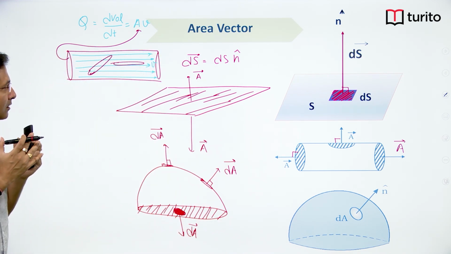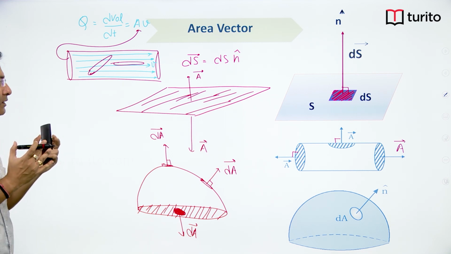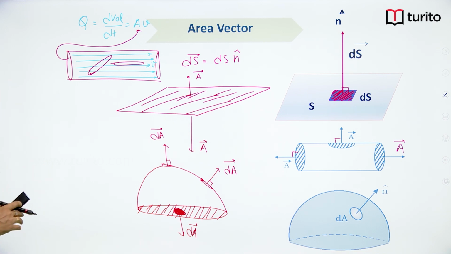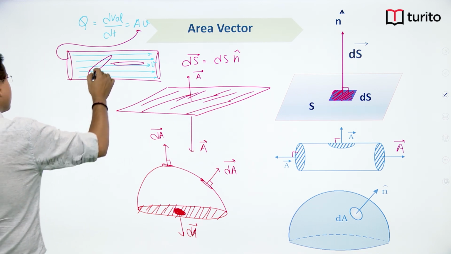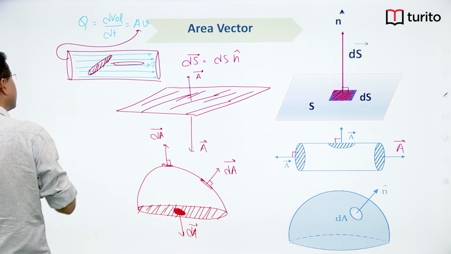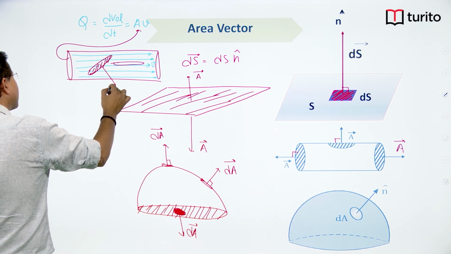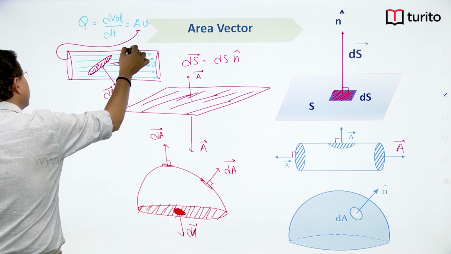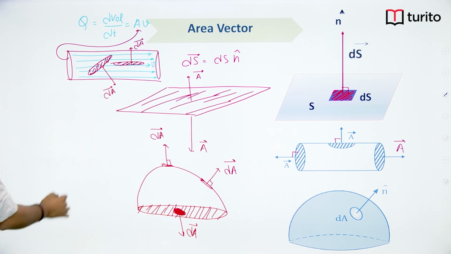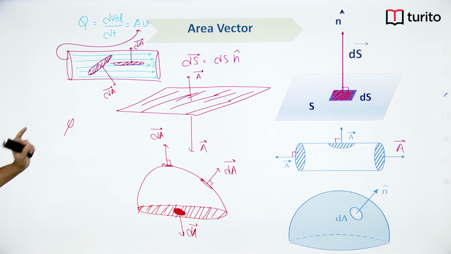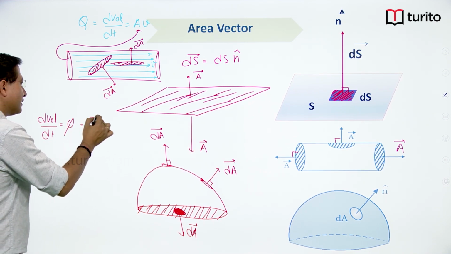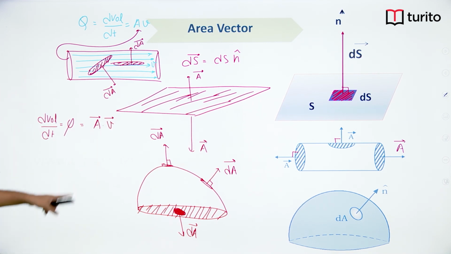So, we need to have a quantity by which we can find out how much liquid is passing through this area. If I define this as area vector, here if I say this is dA vector and in this case it will be dA vector like this, and I am writing flux of liquid which is nothing but amount of liquid passing per unit time. So, this is nothing but d volume by dt as area vector dot velocity vector. Automatically this dot product will take care of how much liquid is passing per unit time.